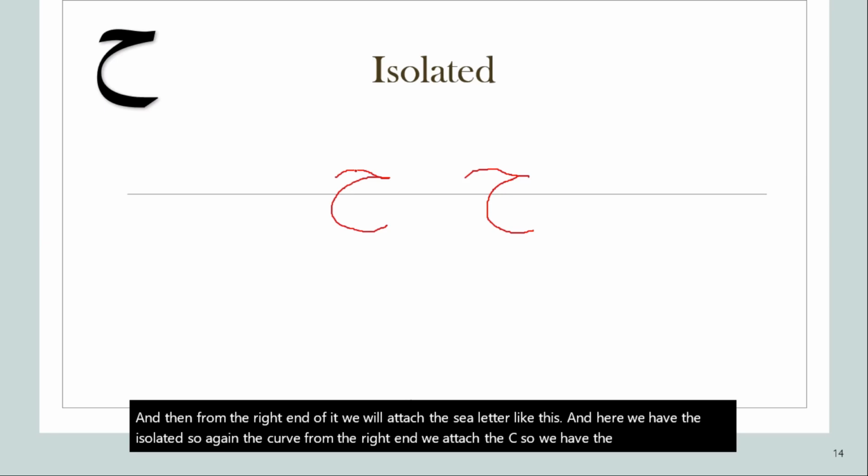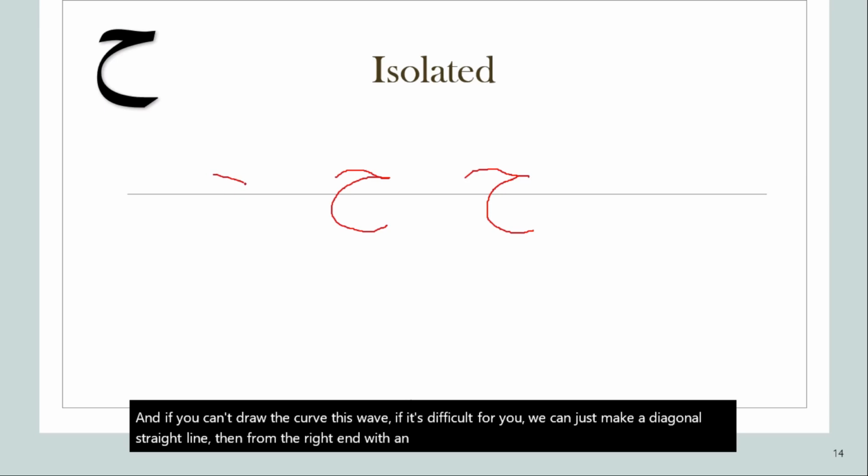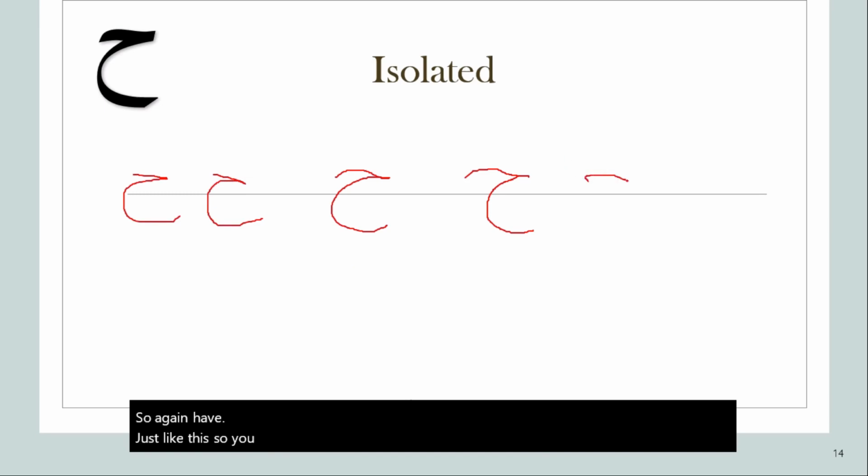And if you can't draw the curve, this wave, if it's difficult for you, we can just make a diagonal straight line. Then from the right end with an acute angle, you just write the C. So this is ha. Okay, so again, ha. Just like this. So you can write it with a curve or you can write it straight, but in the end you will recognize that it's ha.